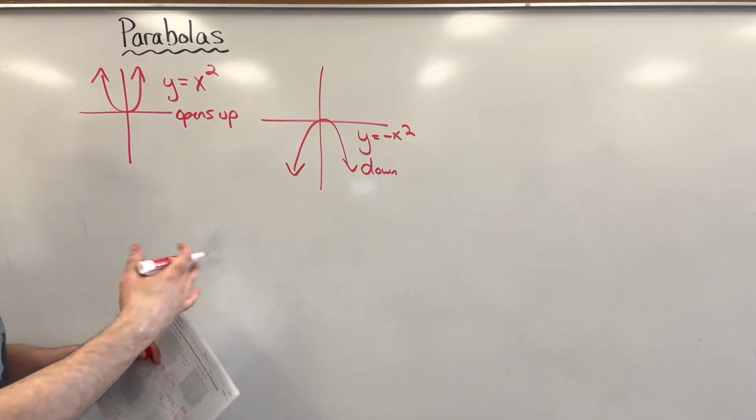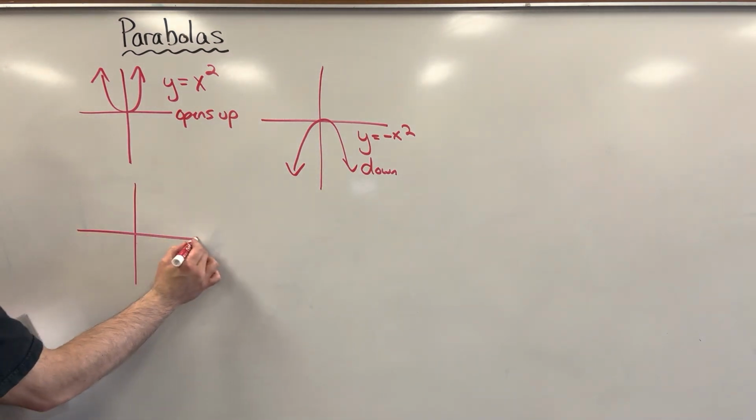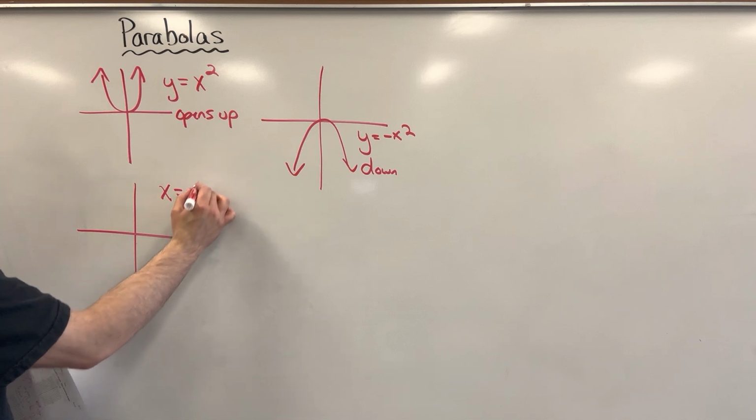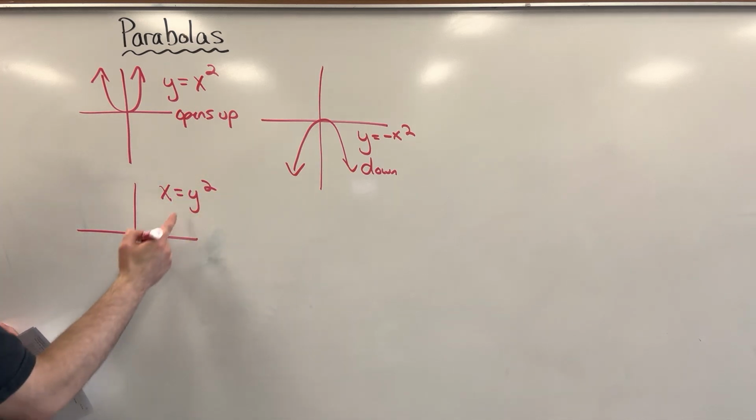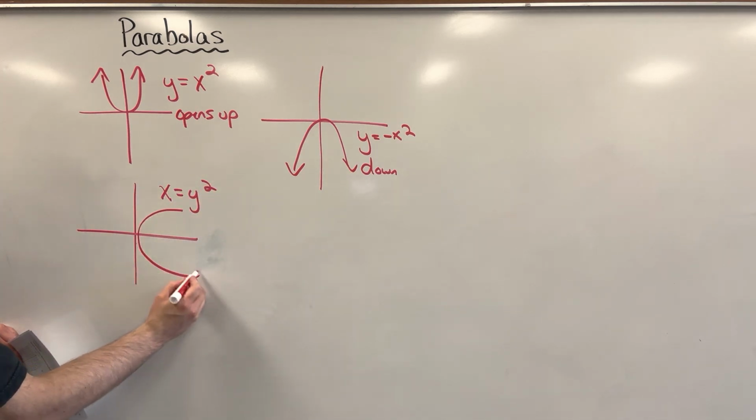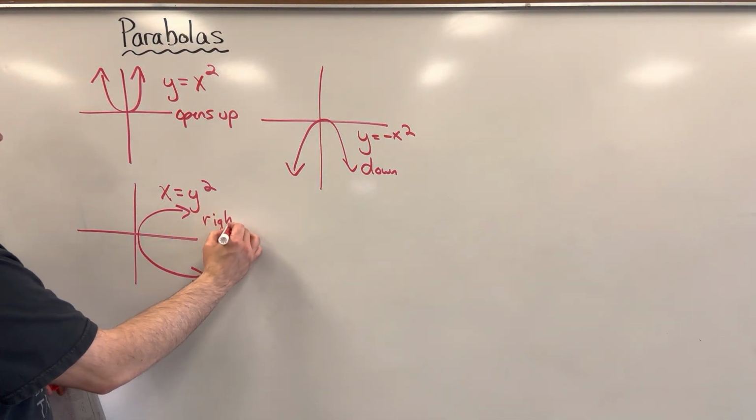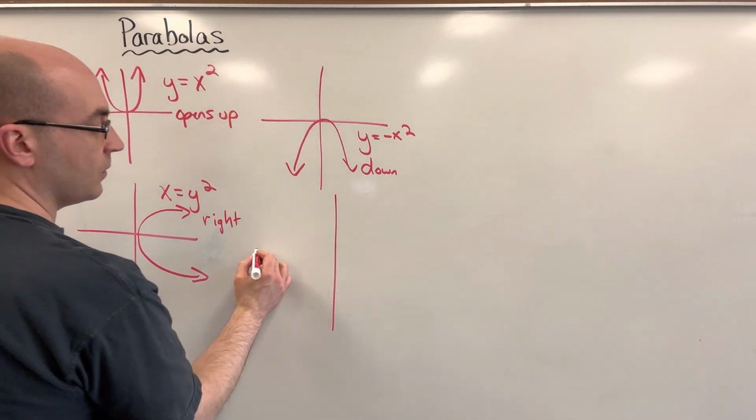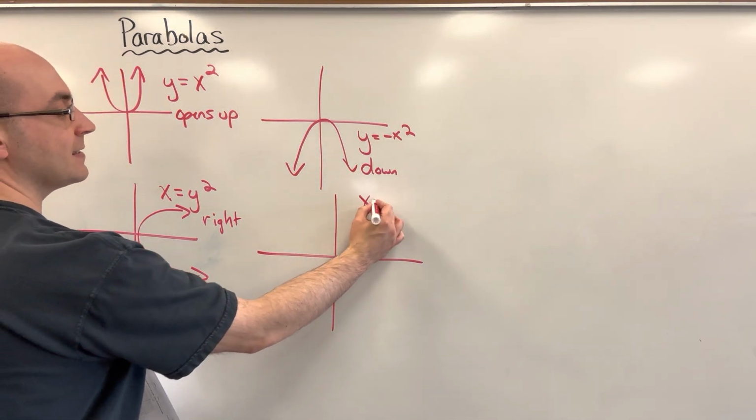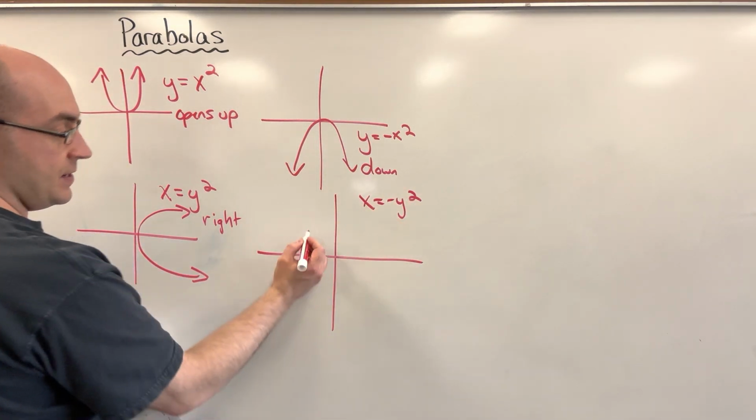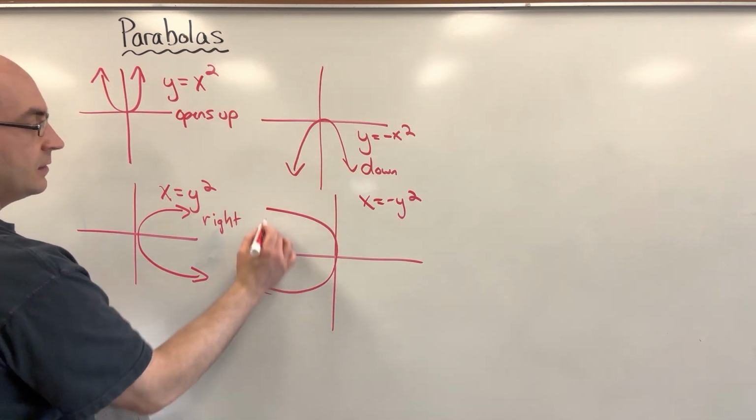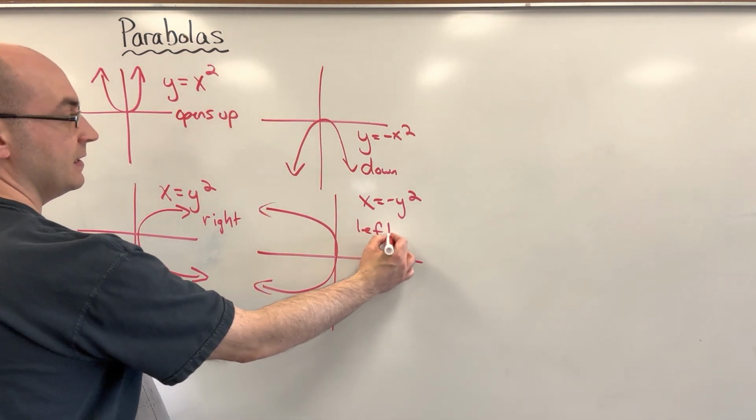And then the two new ones that we're talking about are when we have x equals y squared. Obviously the square is on the y. That's positive, so that quadratic, so to speak, is going to open to the right because it's positive, right? And the last one will be x equals negative y squared, where the negative would be that reflection, and it would open to the left, right?